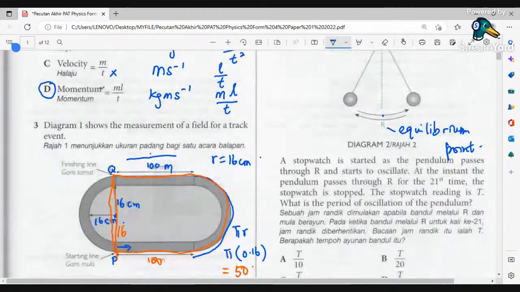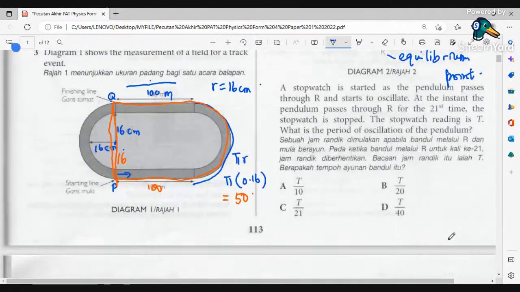Okay. A stopwatch is started as the pendulum passes through R and starts to oscillate. At the instant the pendulum passes through R for the 21st time, the stopwatch is stopped. The stopwatch reading is T. What is the period of oscillation of the pendulum? Twenty-first time means the number of oscillation is only 20.